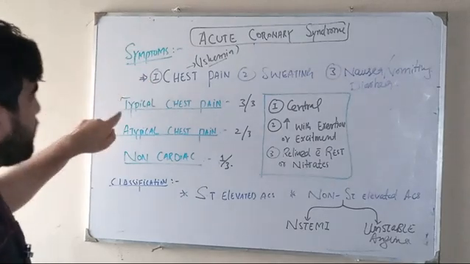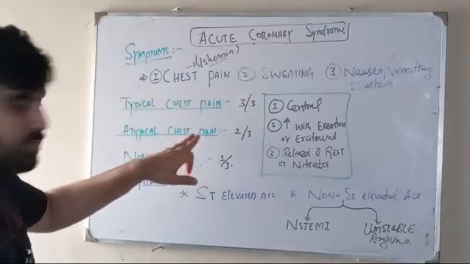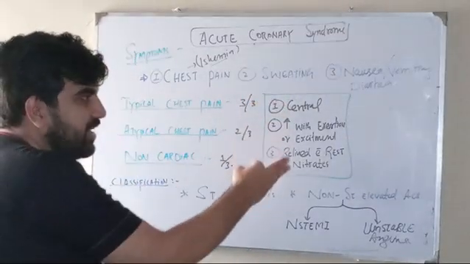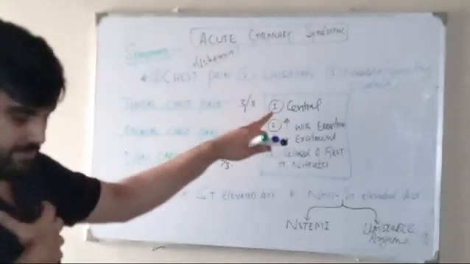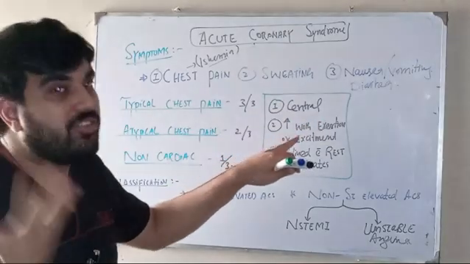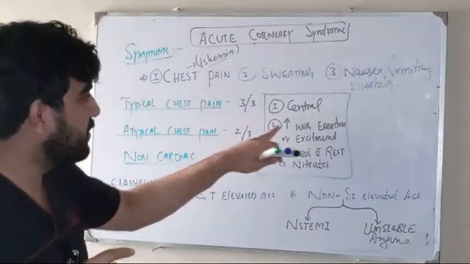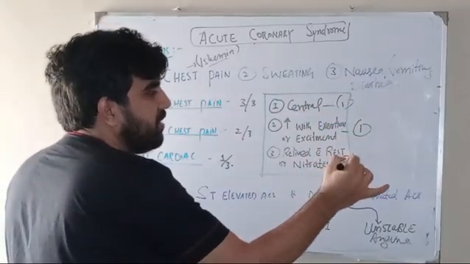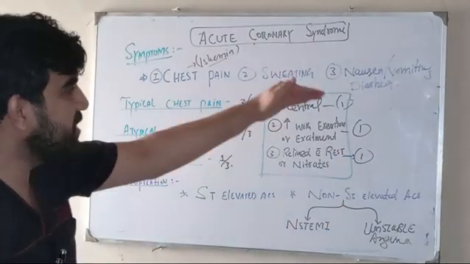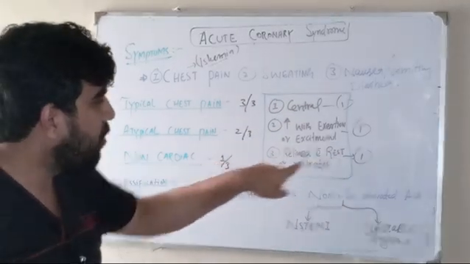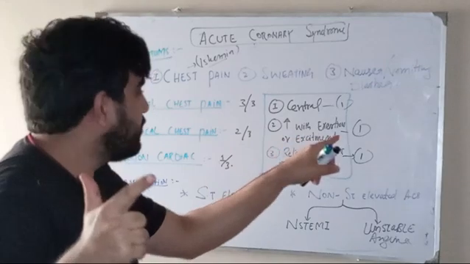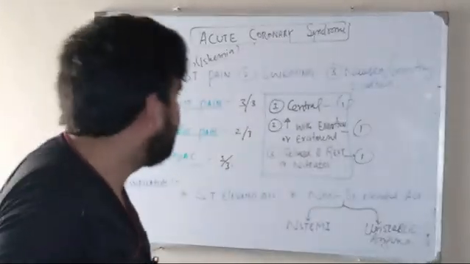Now we must be clear what is typical chest pain, what is atypical chest pain, and what is non-cardiac chest pain. So these are the three things. If the pain is central, 1 point. Increases with exertion or excitement, this has also got 1 point. And relieved with rest or nitrates, this has also got 1 point. So we are having 3 scoring.